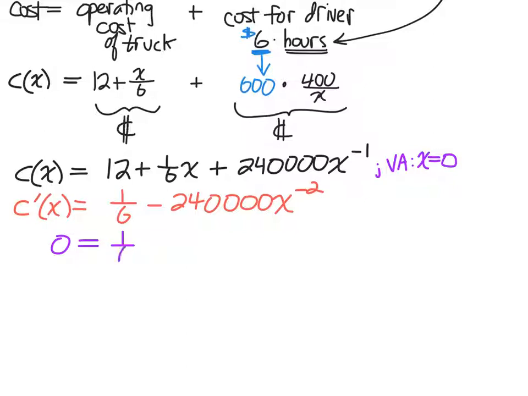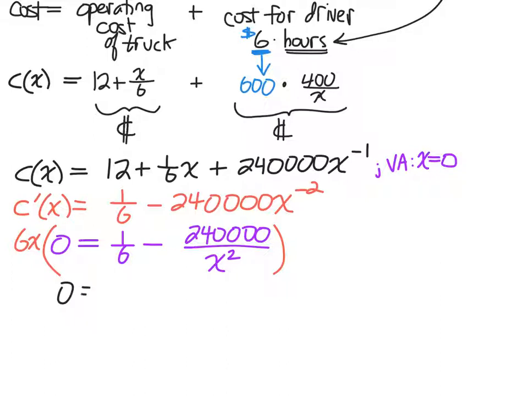So 0 equals 1/6 minus, I'll write this as 240 with 3 zeros, or 24 with 4 zeros. Middle school teachers are freaking out right now. Clear out by multiplying by 6x squared. All right, so we'll get x squared minus 144 with 4 zeros.